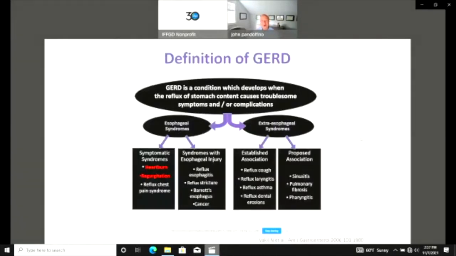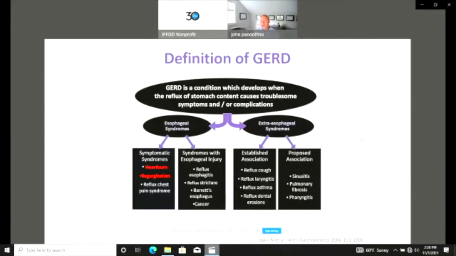Now, the definition of GERD is considered to be a condition where you develop troublesome symptoms or complications related to reflux of gastric juice from the stomach into the esophagus and the throat. And this can actually lead to a whole heterogeneous symptom and complication profile, as you can see from this particular slide. You can present with the classic symptoms like heartburn, regurgitation, chest pain, but you can also have these other complaints like cough, laryngitis, pulmonary fibrosis, a sore throat. And then, of course, there are the extreme complications, inflammation and esophagitis, stricture, Barrett's esophagus, which is a premalignant condition, and cancer.